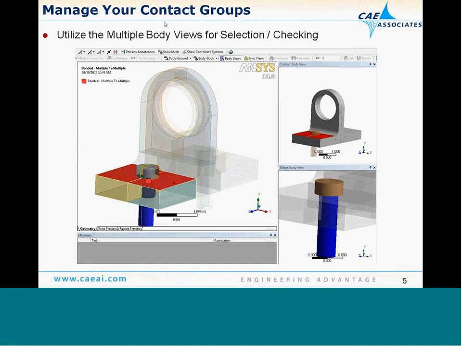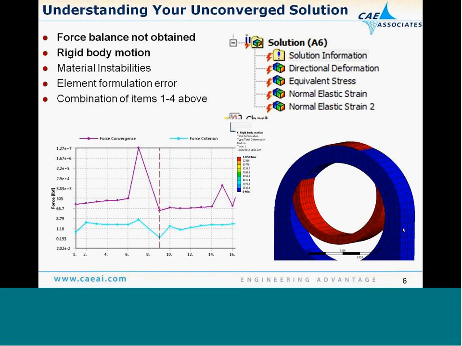So for the next topic, which is going to be understanding your unconverged solution. Unconverged solutions in a contact problem can come from force balance not being obtained, from rigid body motion not being controlled, so my parts are flying through each other. And that's very common with large assemblies. It's also related to material instabilities and element formulation errors that may be an artifact of the material law or maybe just an artifact of the contact analysis itself.